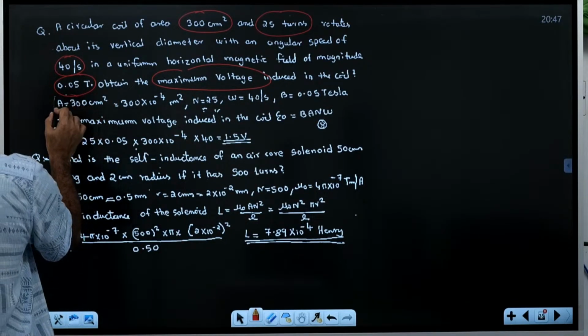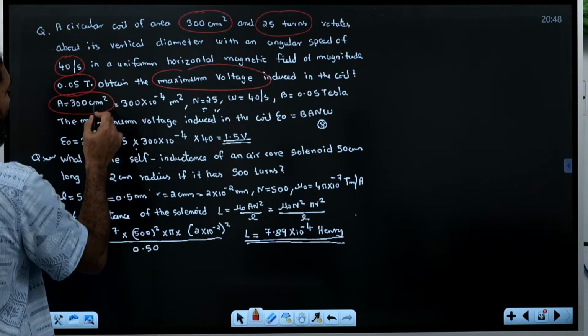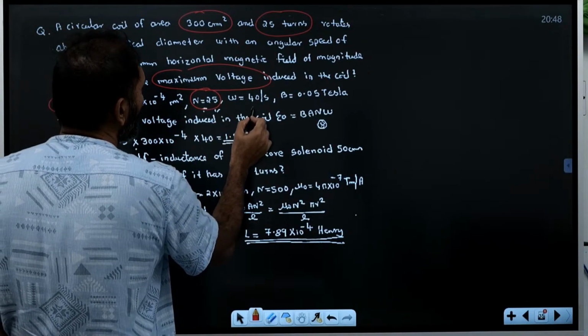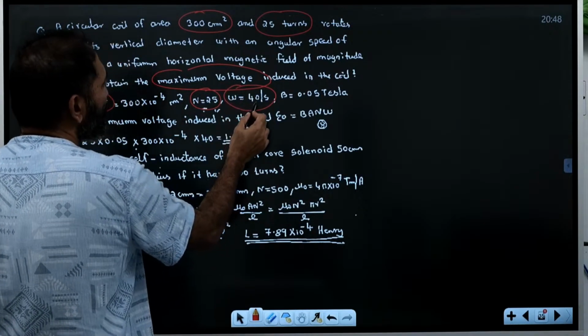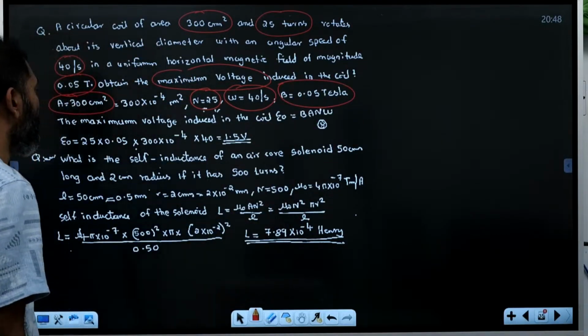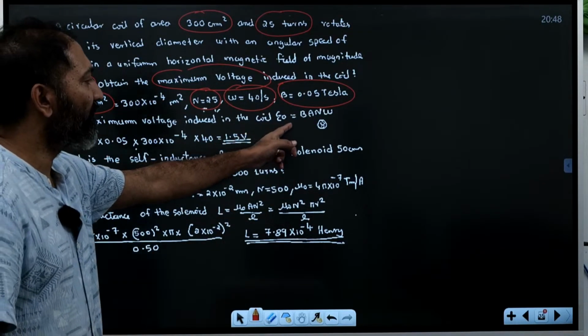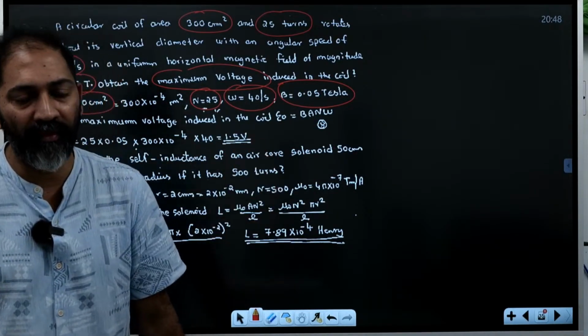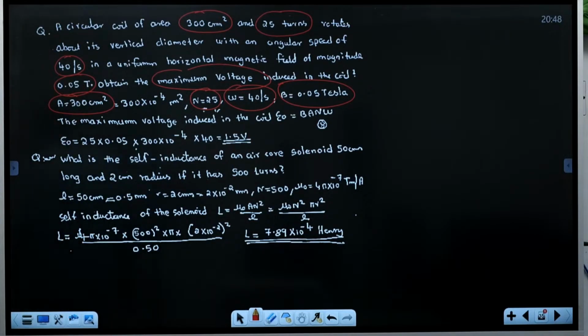Given area is 300 centimeter square, so 300 into 10 raised to minus 4 meter square. Total number of turns 25, and omega, the angular velocity, is 40 per second. Magnetic field is 0.05 Tesla. So what is the maximum induced EMF? B A N omega. Then by direct substitution you will get 1.5 volt. Any doubt?